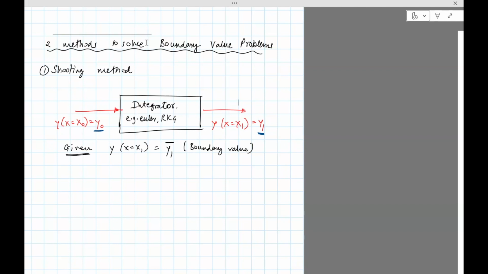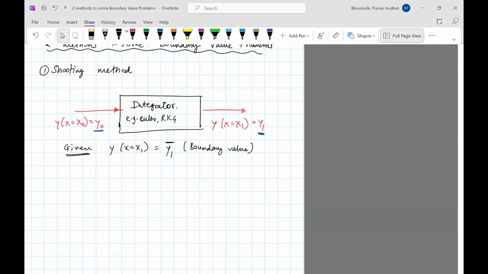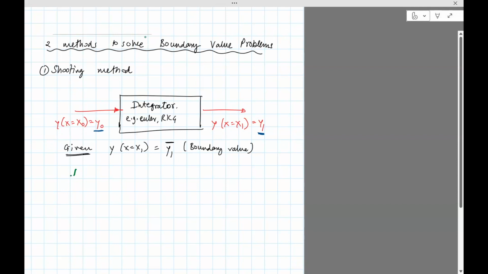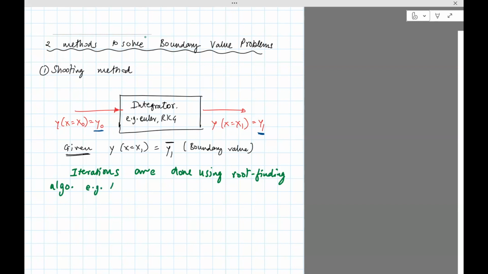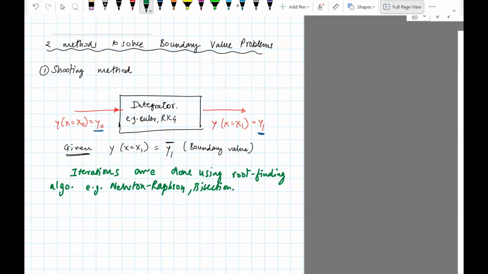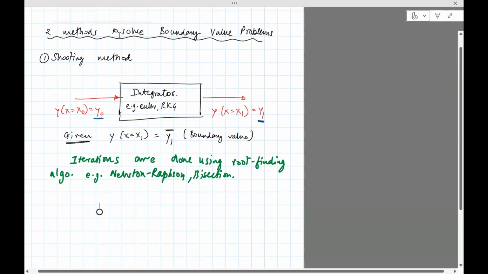And so this typically involves some kind of root finding. So these iterations are done using some root finding algorithm. And we've seen quite a few. Examples would be Newton-Raphson, bisection, and so on. Okay, so that's one way.